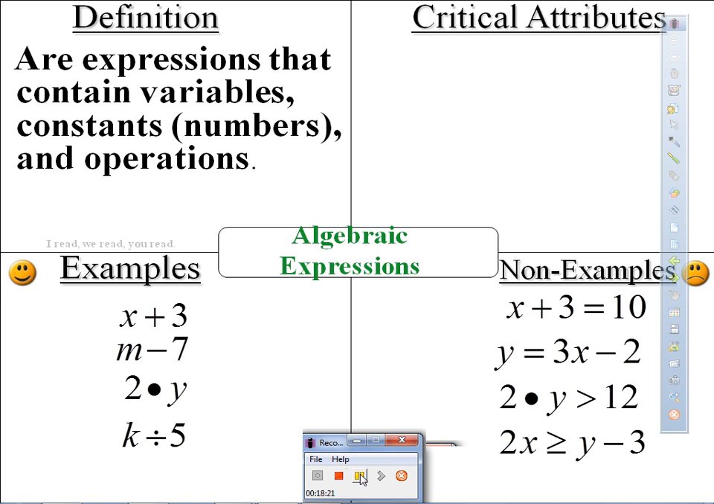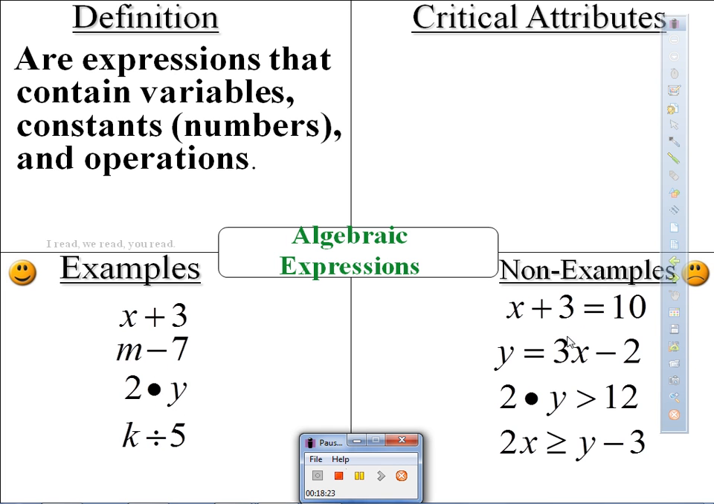Copy that, and I'll go over those examples. So, definition: expressions that use variables, numbers, and operations. Let's look at this one. Does it have a variable, number, and operation? This one? Yes, and yes. All of these have all those three components.